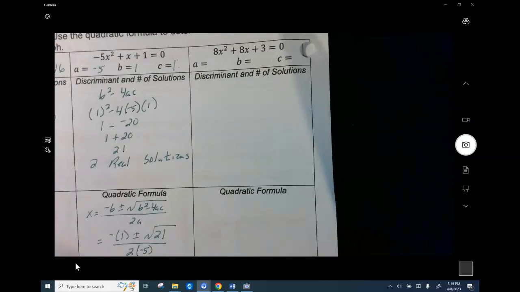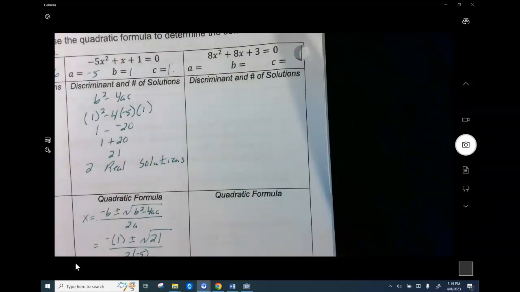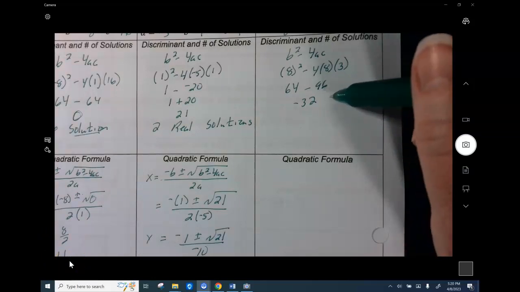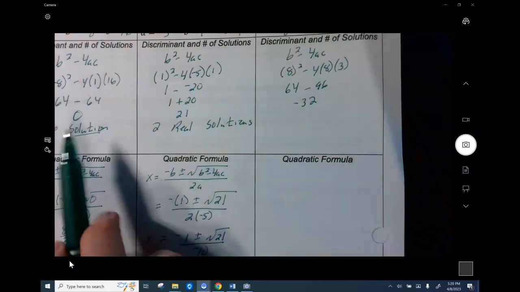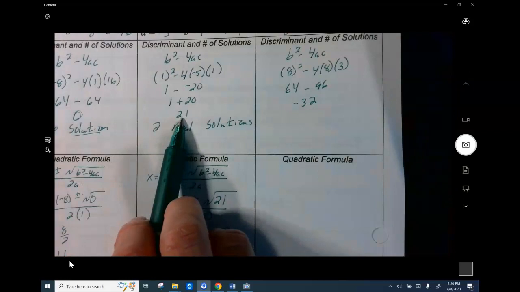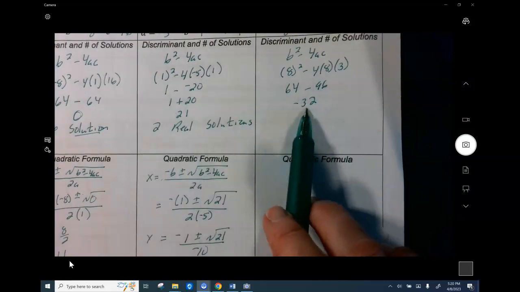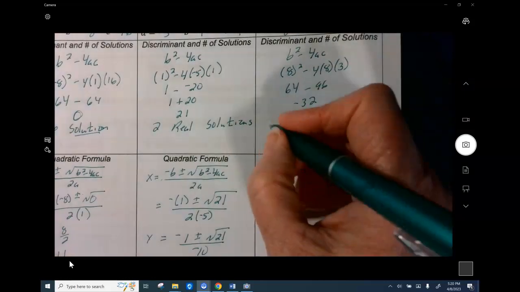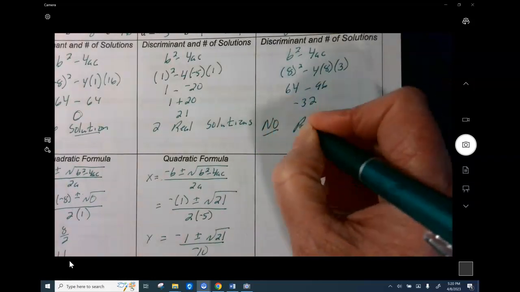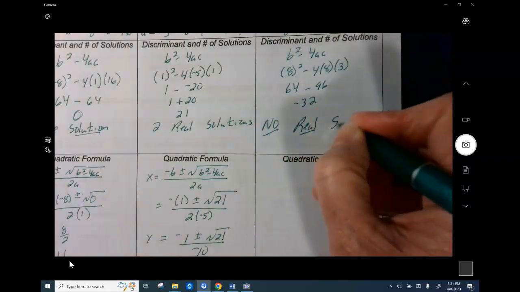Good. Okay, let's try one more together, and then we'll see where we're at. Well, why don't you try and get the discriminant? Let's pause, and you do that discriminant, and let's see what you come up with. Now, did you get a negative 32? Did you kind of guess we were going to do that? We got a 0, we got a number greater than 0, and we got one less than 0. So we kind of knew that. So this is going to be no real solution.